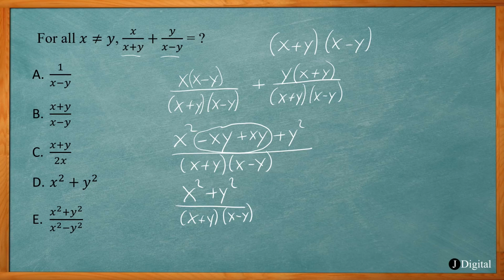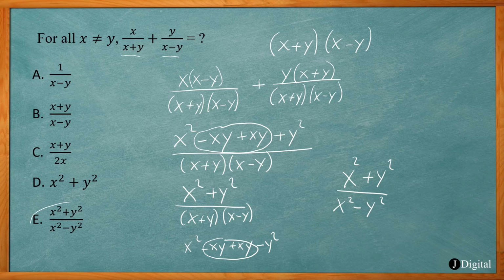And I can multiply this denominator out. We get x squared, x times negative y is negative xy, and y times x is xy, and y times negative y is negative y squared. Again, this adds up to 0, so those go away. So our numerator is x squared plus y squared, and on the bottom, x squared minus y squared. All right, this is going to give us answer E.